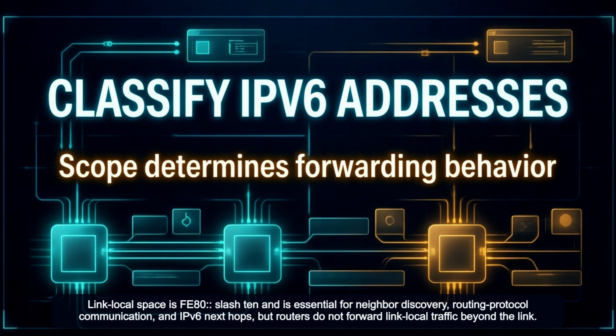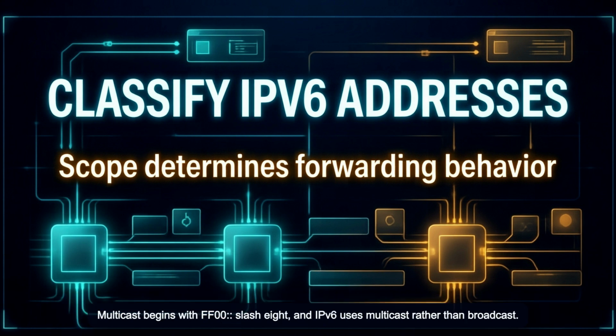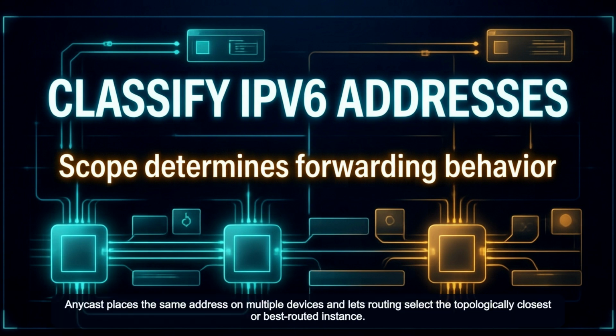Multicast begins with FF00::/8, and IPv6 uses multicast rather than broadcast. Anycast places the same address on multiple devices and lets routing select the topologically closest or best routed instance.